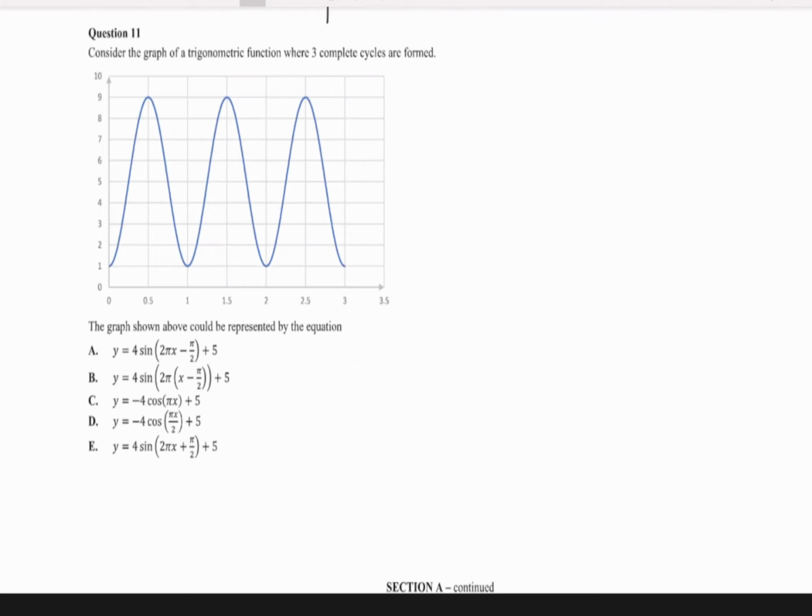Question 11, I just graphed these on my CAS, and I got option A.